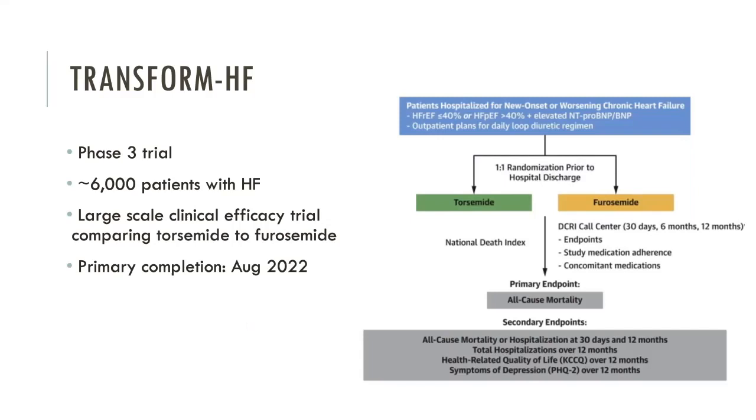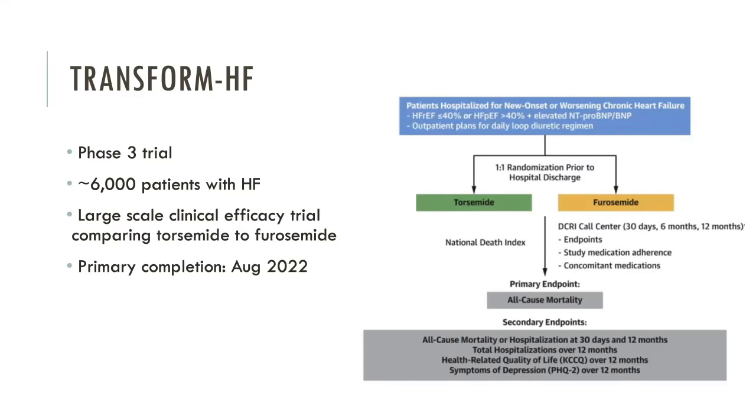Transform HF is an ongoing phase 3 trial that is currently enrolling patients. Longtime clinical experience has contributed to dominant use of furosemide for loop diuretic therapy. Small clinical studies suggest potential advantages of torsemide over furosemide, however. At this point, there is insufficient evidence to conclude that torsemide should be routinely recommended over furosemide.